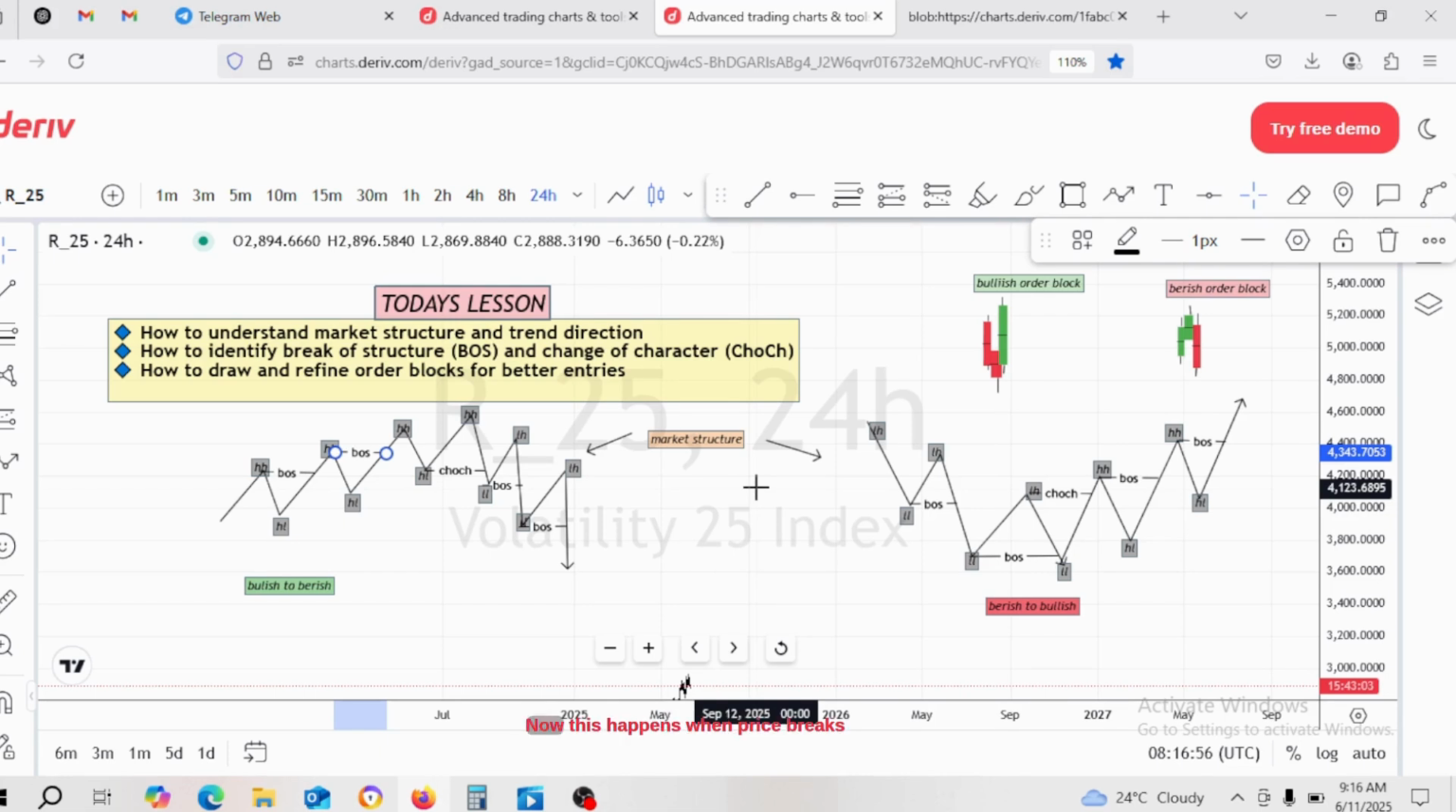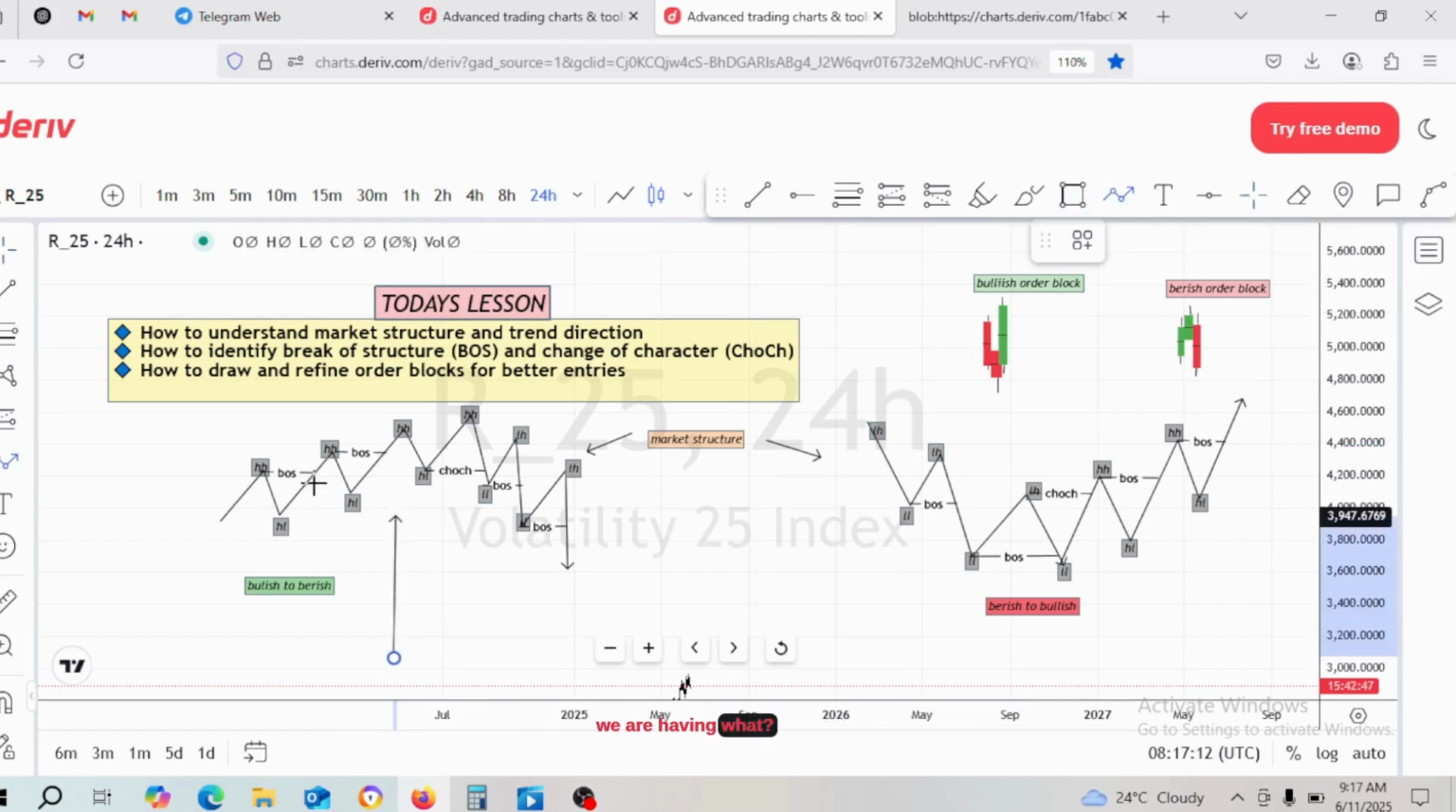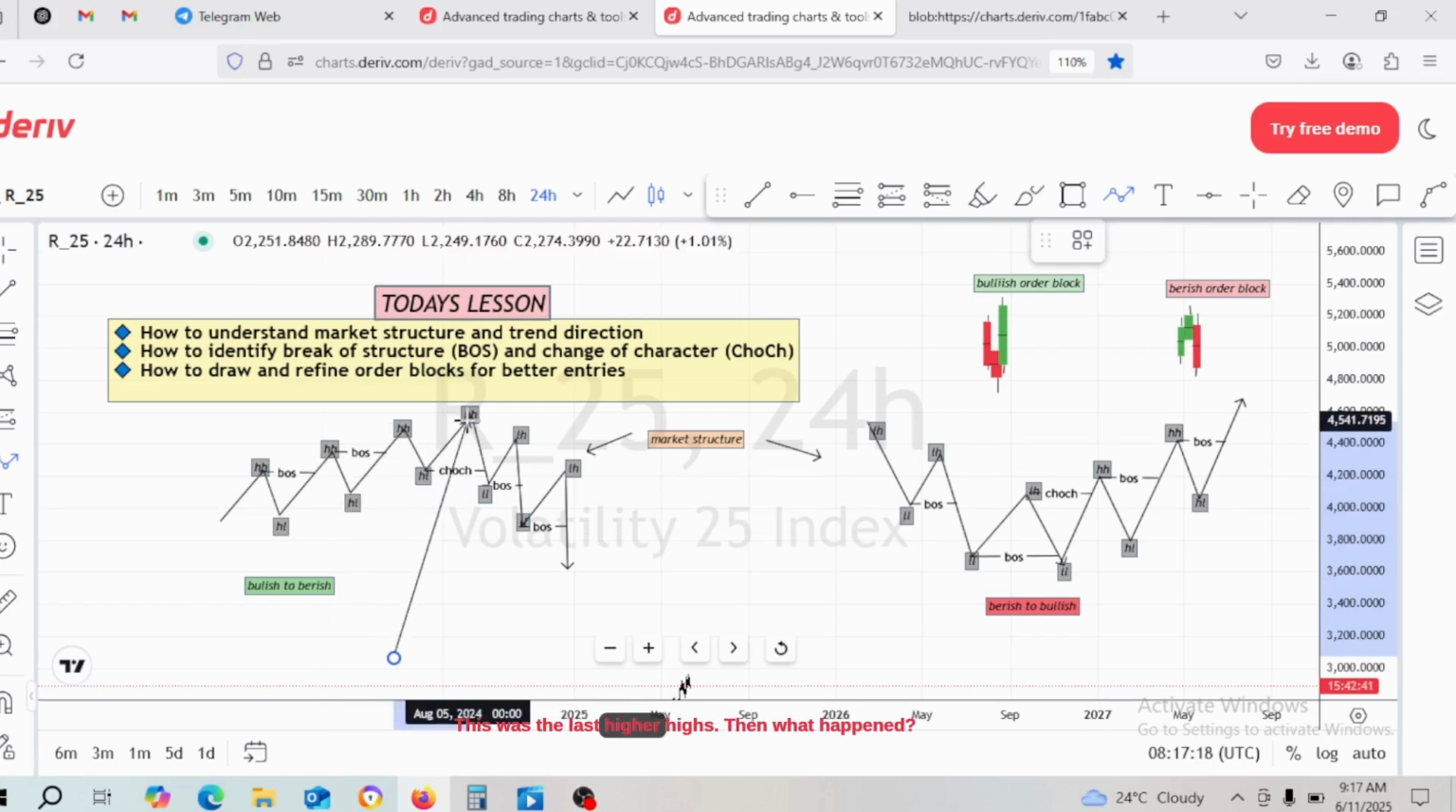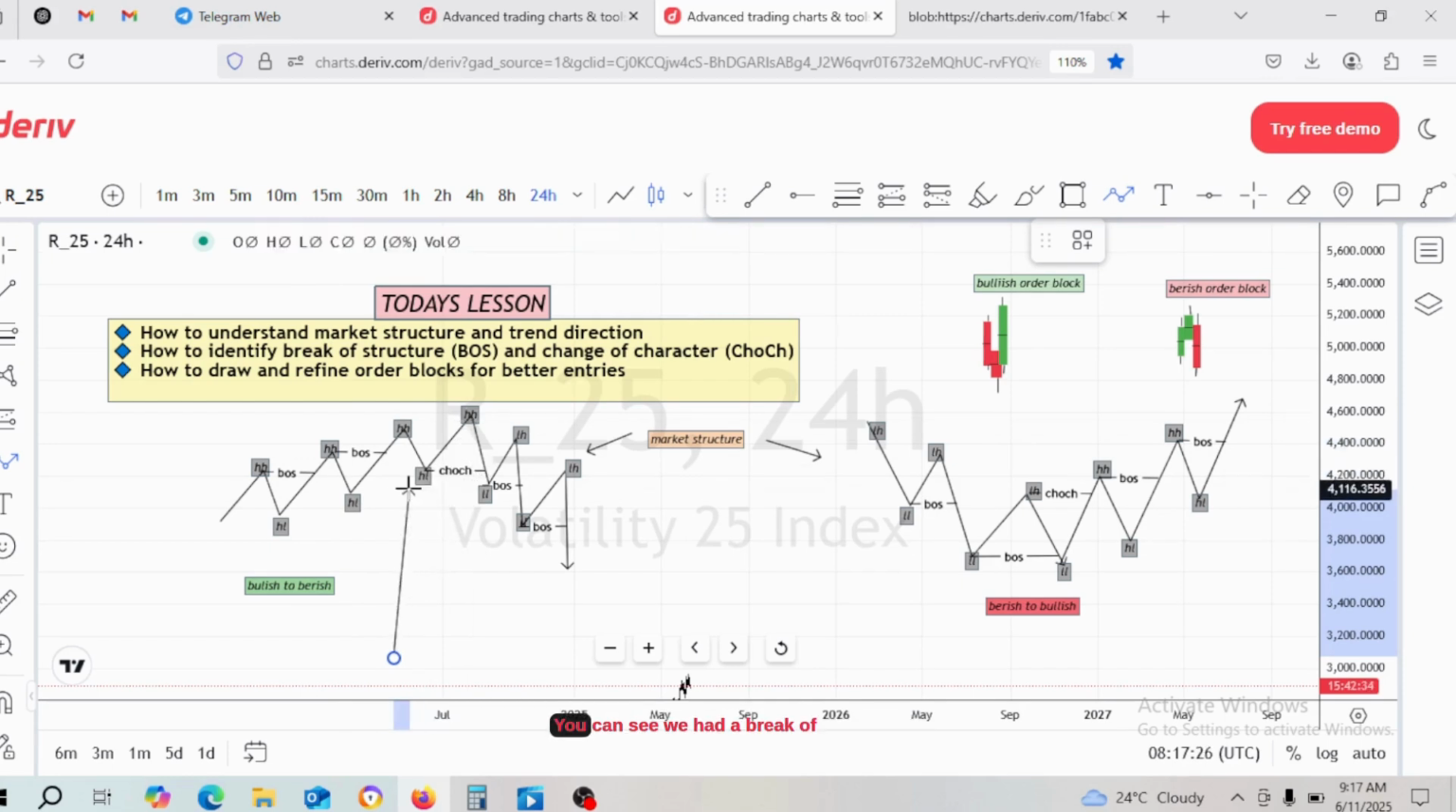Now this happens when price breaks the opposite side of the trend, signifying a reversal. Do you understand now? So now you can see here on the chart, we are having what? Higher highs, higher lows, higher highs, higher lows, higher highs, higher lows. This was the last higher high. Then what happened? Price broke what? The opposite side. You can see we had a break of these lows.